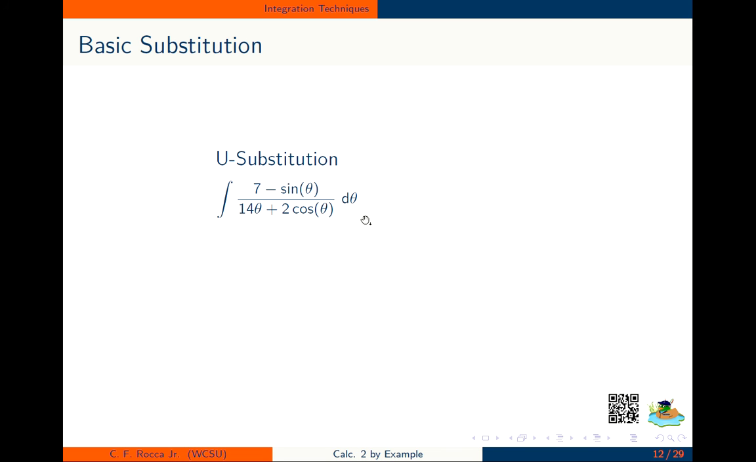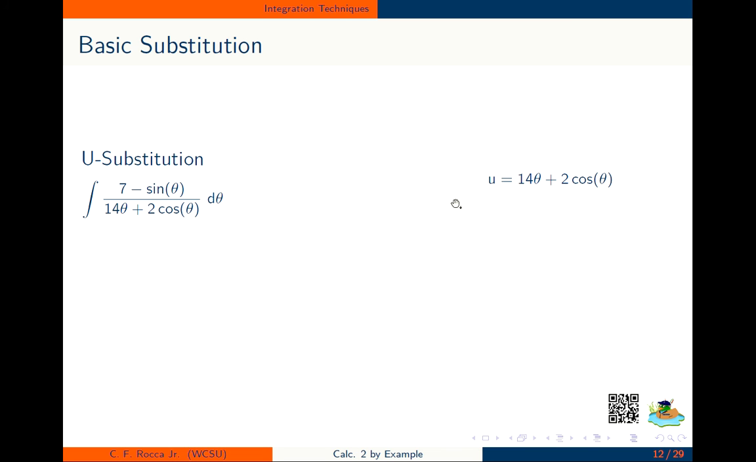So this is similar to what we were looking at. I'm going to introduce a new variable called u, and I'm going to let u equal 14 theta plus 2 cosine theta. Taking the derivative of this, I get that the differential of u, the change in u, is 14 minus 2 sine theta. The derivative of 14 theta is 14. The derivative of 2 cosine theta is negative 2 sine theta, and that's all multiplied by d theta, which is the change in theta.